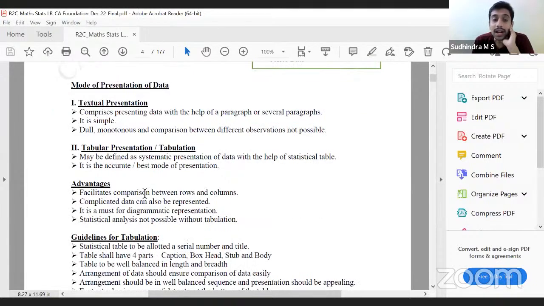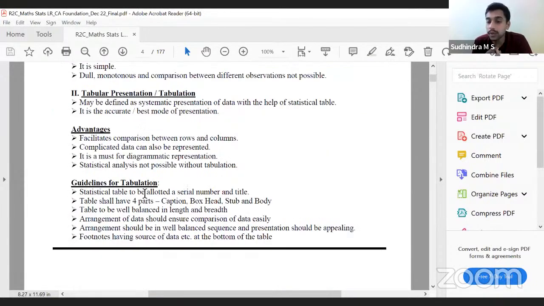Then we have guidelines of tabulation. Now, with regard to a table, we have discussed parts of a table. Every table should have a serial number, the table serial number. Then we will have a title. Title should be crisp and short. However, if certain information still has to be further explained, which cannot be explained in the title, it can be explained through a subheading. We call it head note.